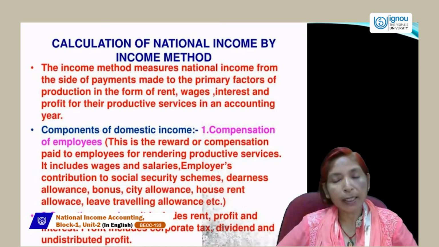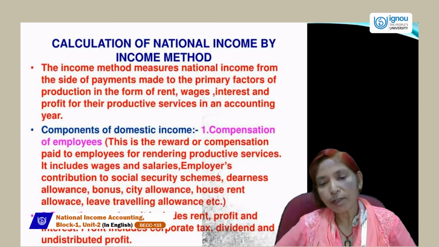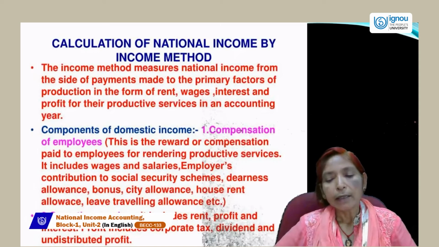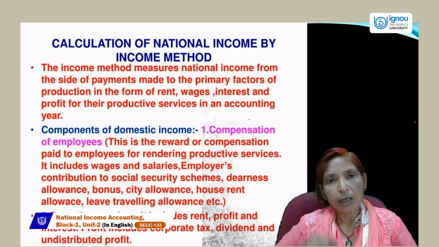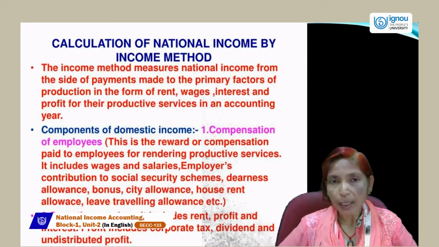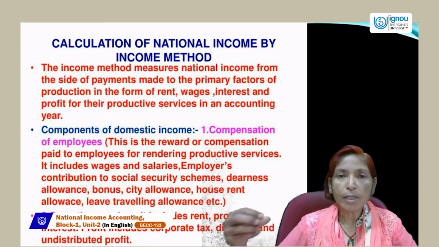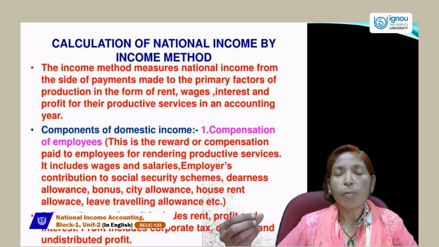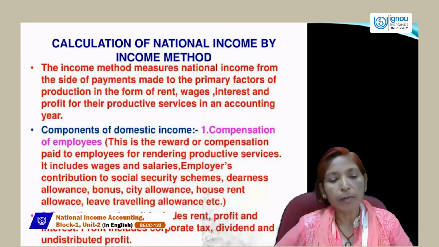Now, second is operating surplus. Operating surplus is the sum of rent, interest, and profit, all these three incomes. Rent and interest is the income received by property. If you have property, then you can get income in the form of rent and interest. And entrepreneur always gets income in the form of profit. So it includes rent, interest, and profit.